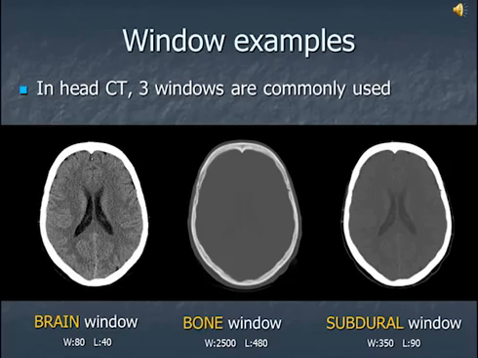Here are examples of the three most common windows used in head CT. The brain window facilitates examination of the brain parenchyma and internal structures. The bone window is best to evaluate the skull and facial bones. The subdural window is sometimes used to better evaluate the subdural space for bleeds and other pathology.